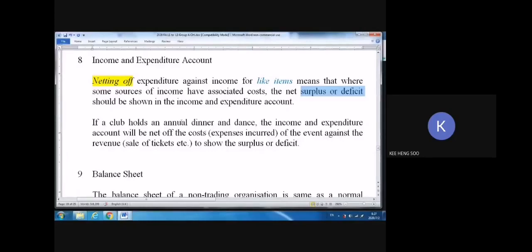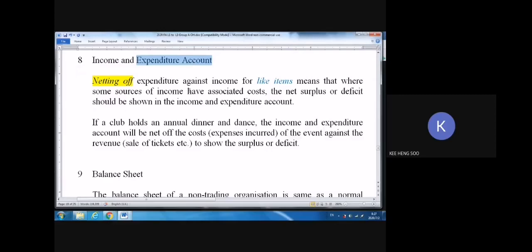For example, you have an annual dinner and dance. So any expenses incurred are deducted from the revenue that you earn from the sales of tickets. That's your matching concept. We only show the surplus or deficit. And in the income and expenditure, income must be earned. This must be revenue that you already realize. Expenditure must be incurred.